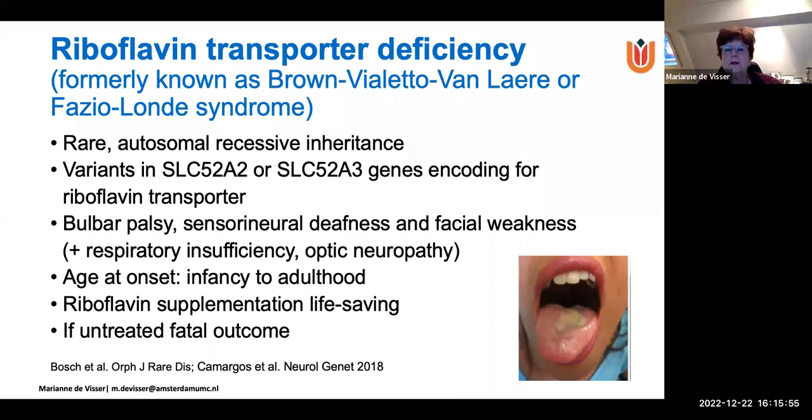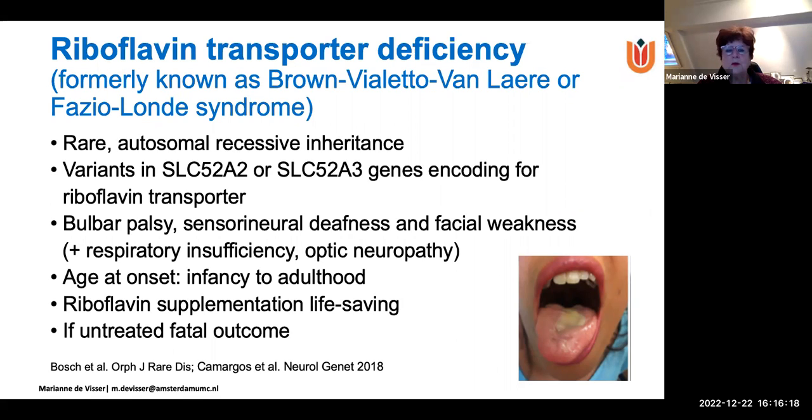It is clinically characterized by bulbar palsy, dysphagia and dysarthria, sensorineural deafness, and facial weakness. In addition, there may be respiratory insufficiency and optic neuropathy. The age at onset can be variable, but usually it is diagnosed in children.